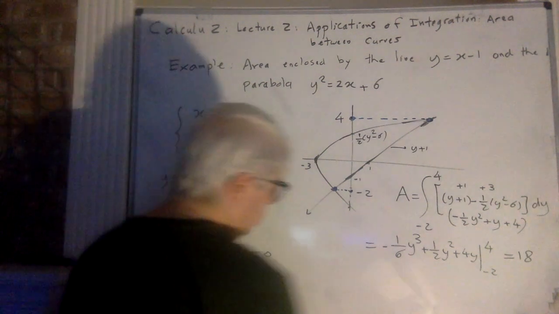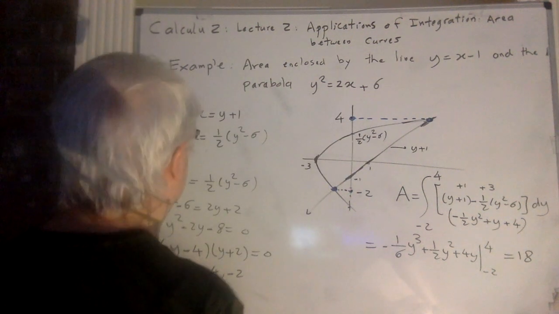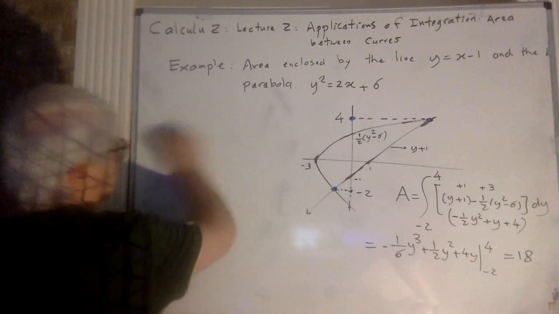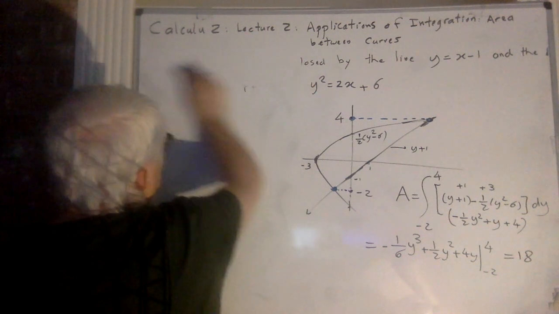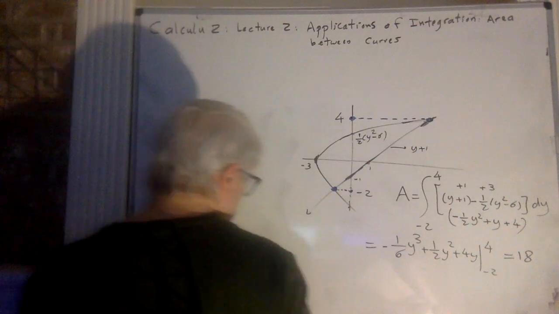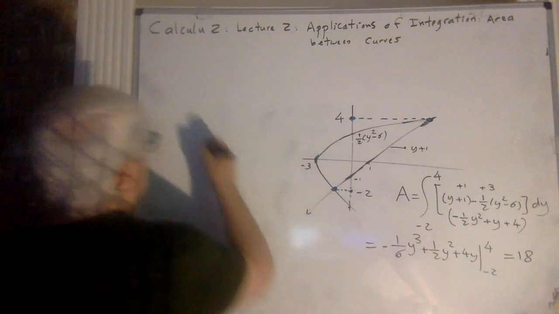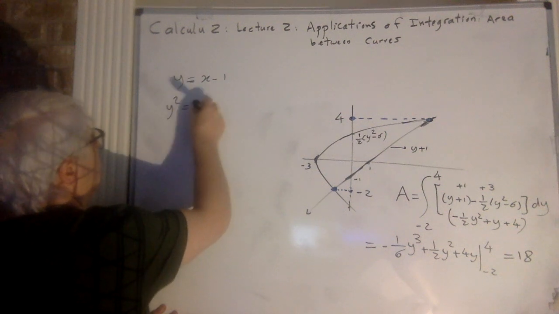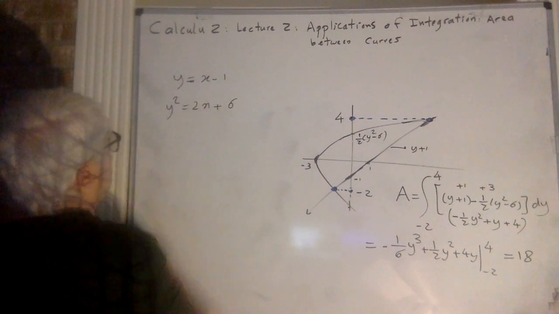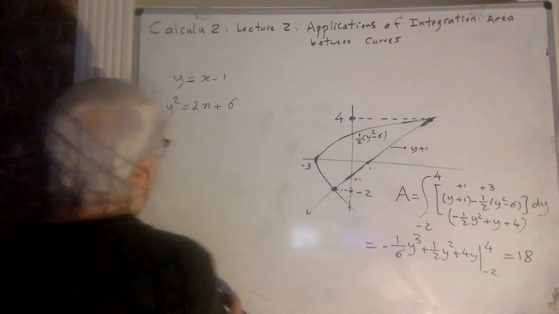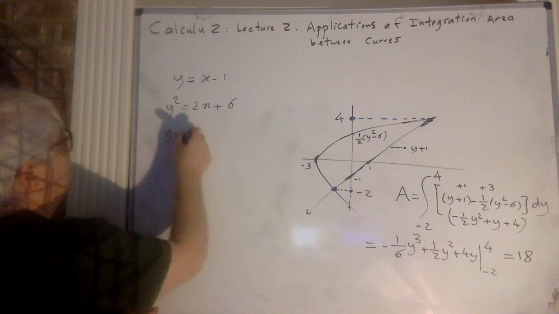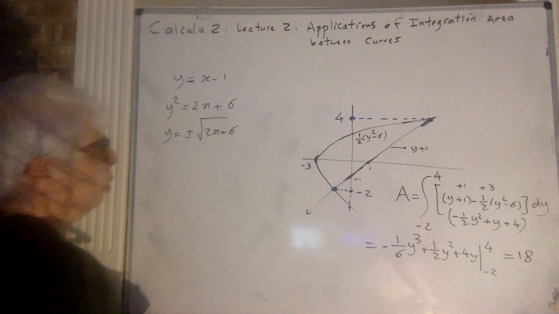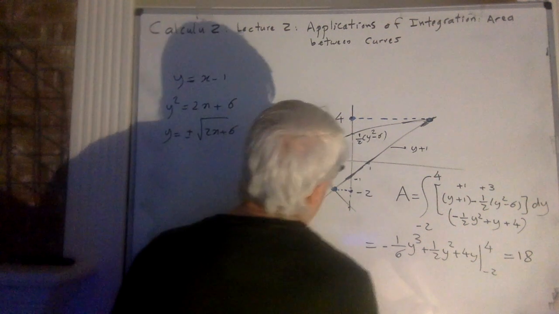Now, let me see what I can do. If somebody says no, let's use x as the independent variable, let me erase this and try to use x as the independent variable. So I have y equals x minus 1 and the other one was y squared is 2x plus 6. But this one is okay, but for this one I have to find y in terms of x, so I have y is plus or minus square root of 2x plus 6, but which one is plus and which one is minus? So let me erase everything here.